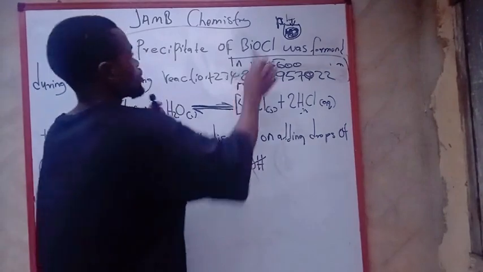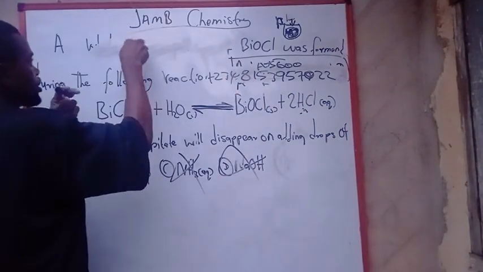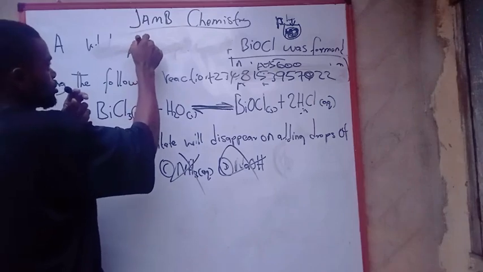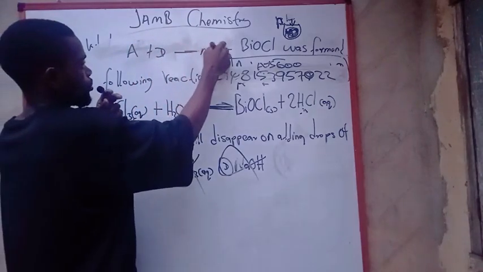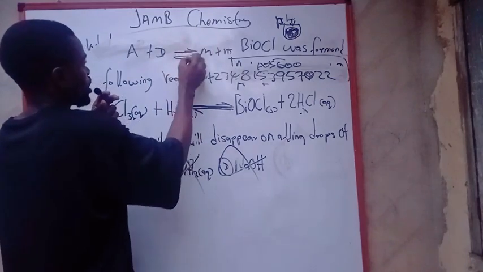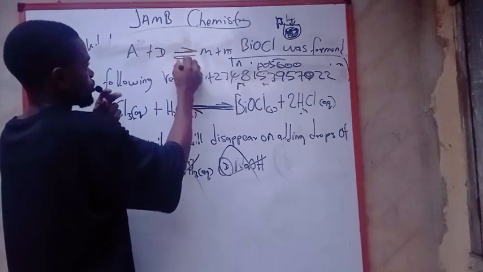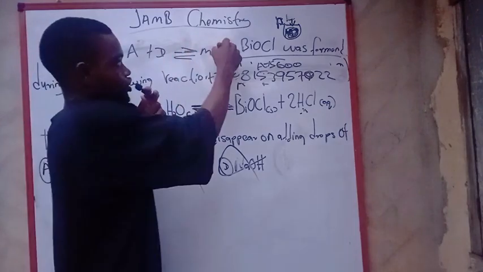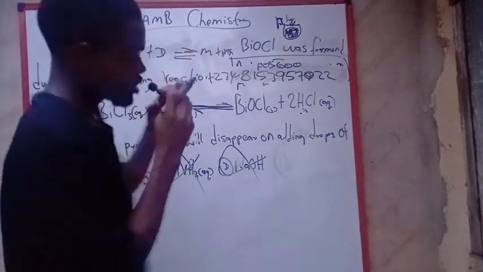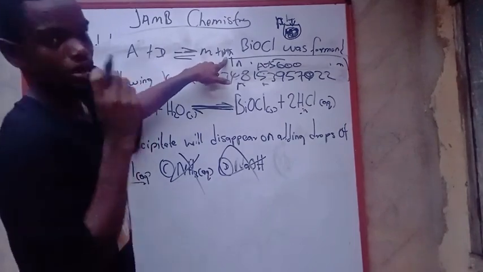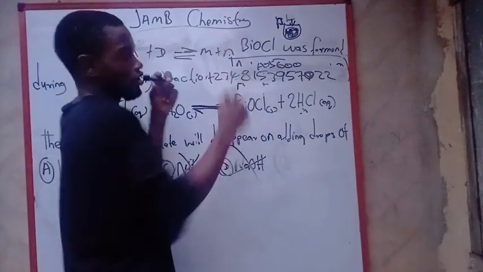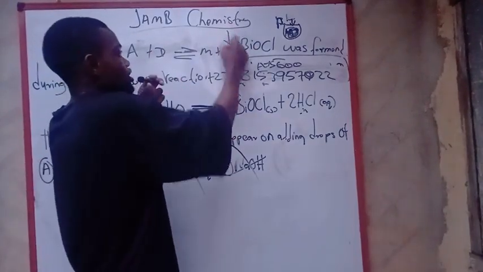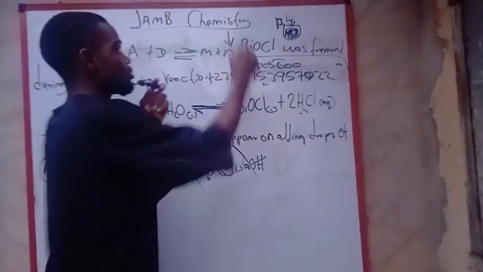Mind you, I want to ask you a question now. We have A plus D giving us M plus N. So now, in this equation, I want to ask you, how can I make N here to disappear? How can I make N to disappear? Put it in the comment section. If you already understand, how can I make N to disappear? And if you have watched to this point, how can I make N to disappear?